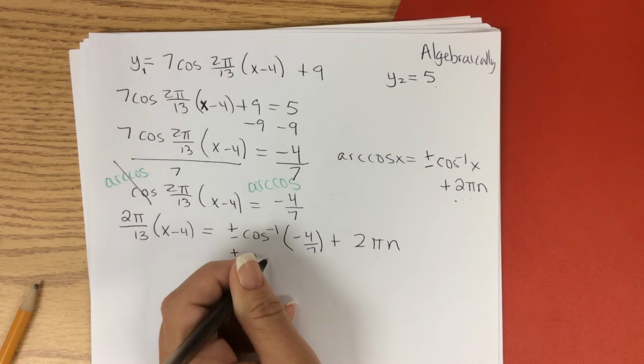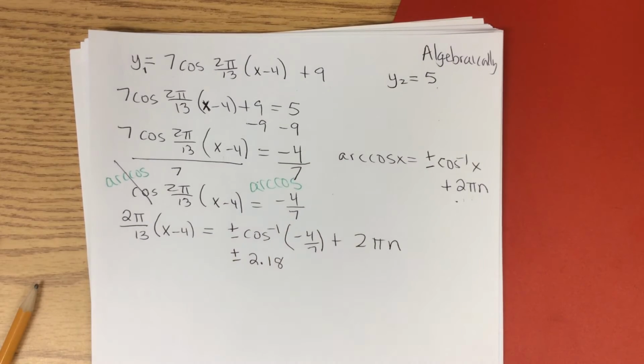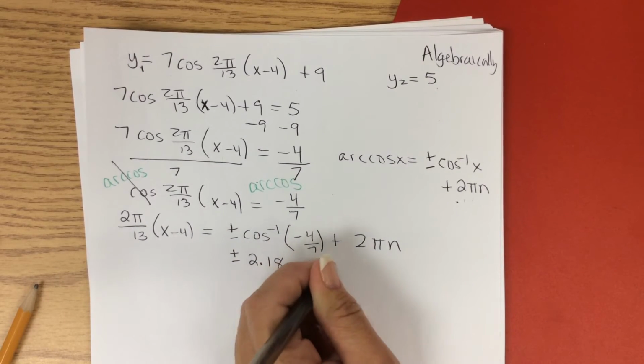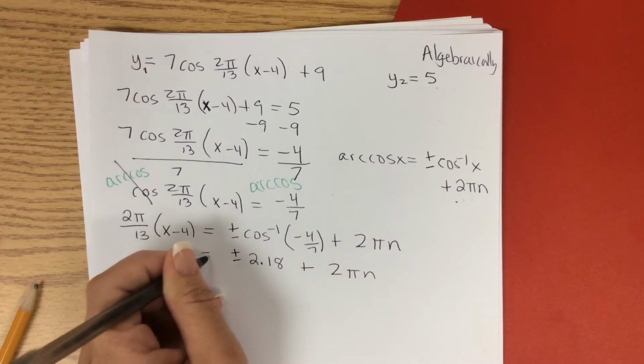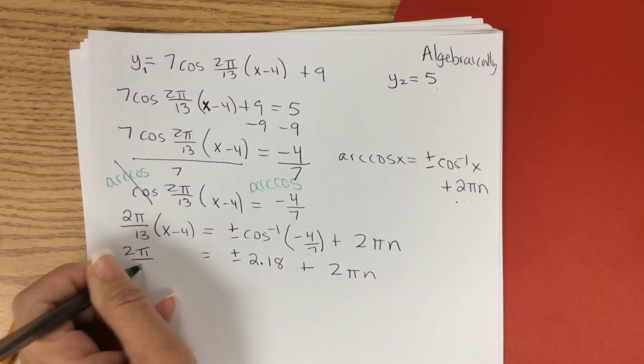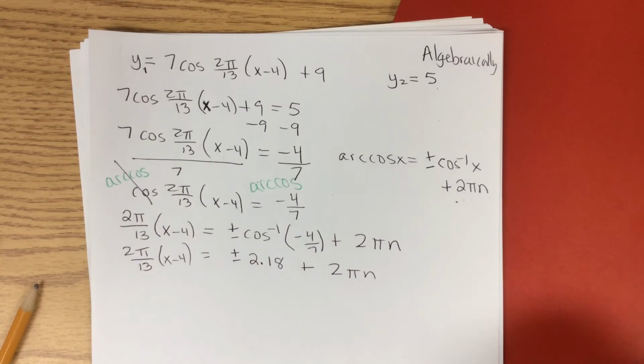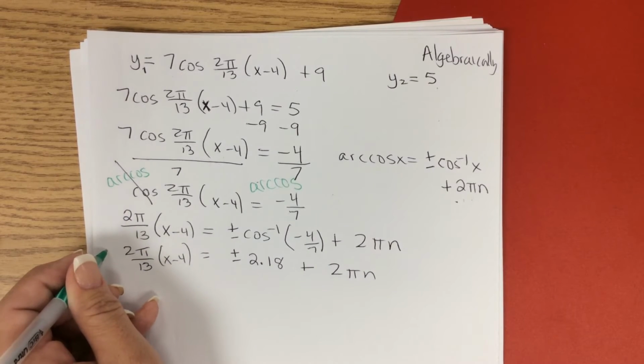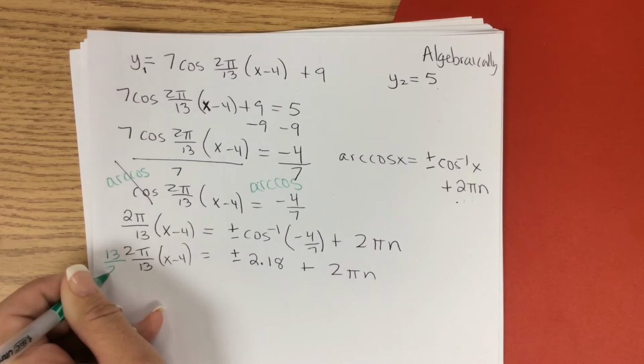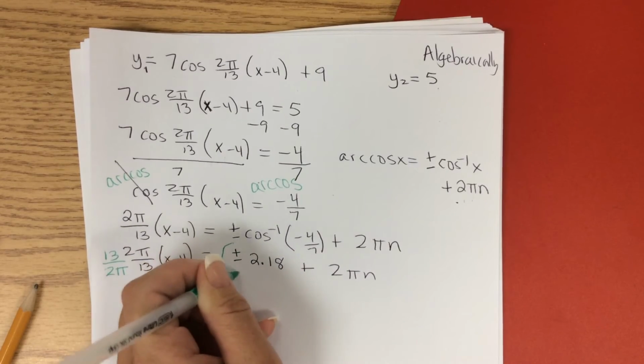2.17, 2.18. Do we agree? 2.18 plus 2 pi n. Now, technically, what do we want to get rid of now? The 2 pi over 13. Right? This is all inverse operations. It's all algebra. How do you get rid of the 2 pi over 13? Multiply by the reciprocal, 13 over 2 pi.